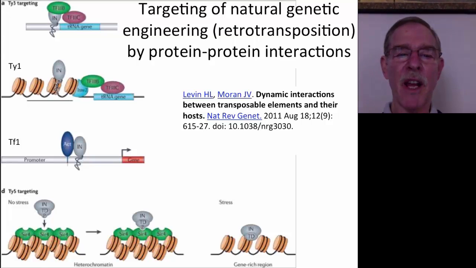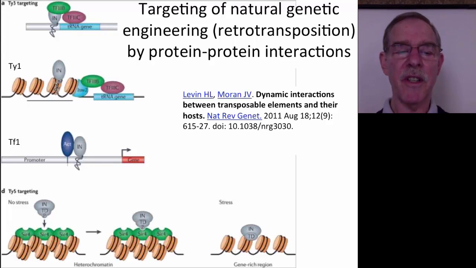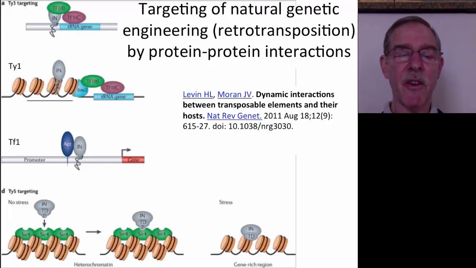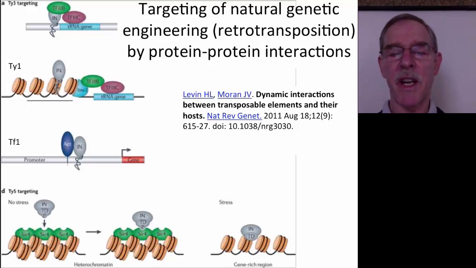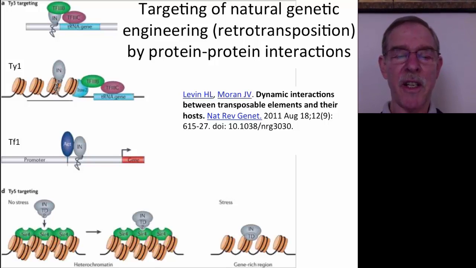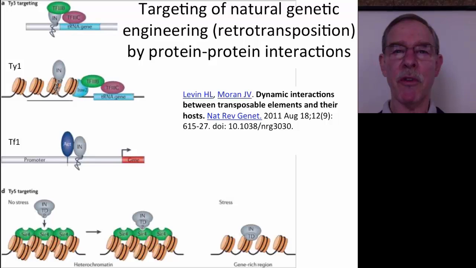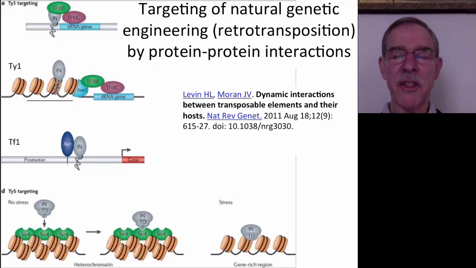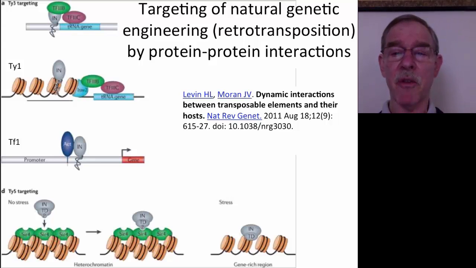The TY5 element in budding yeast is very interesting in that it localizes to silent chromatin, and it does that because the integrase protein contains a targeting domain that is phosphorylated and normally interacts with the SIR4 protein that's part of the silent chromatin domain. But if the cell is stressed, the phosphorylation is lost, and now the TY5 can integrate into many other regions of the genome under stress conditions when genetic change may be helpful.